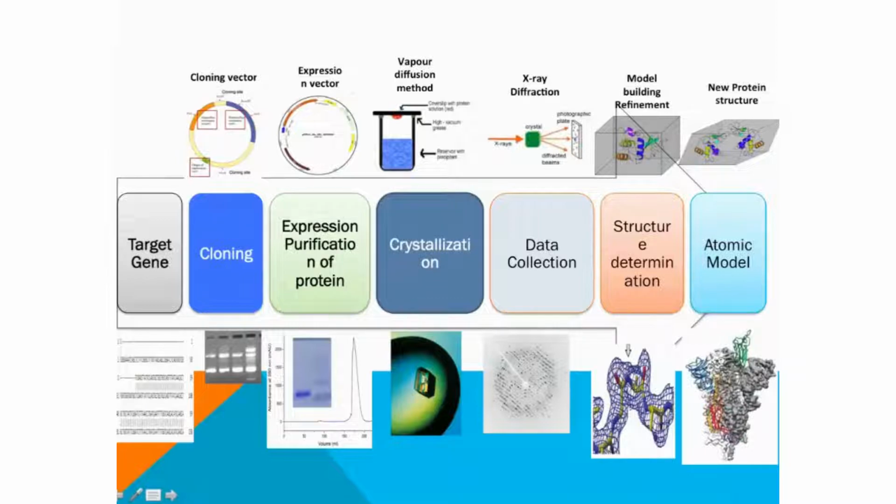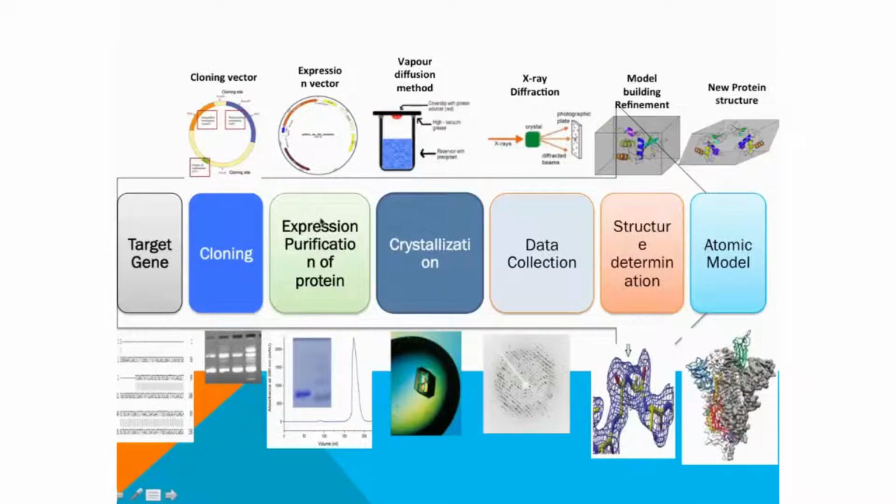If we need to understand how to go along with the crystallization of a protein and then solve its structure, it is important to know the basics and the steps involved. As I said earlier, we need to understand the target gene required for it. We need to clone it in a cloning vector. Then we need to express it in an expression vector.